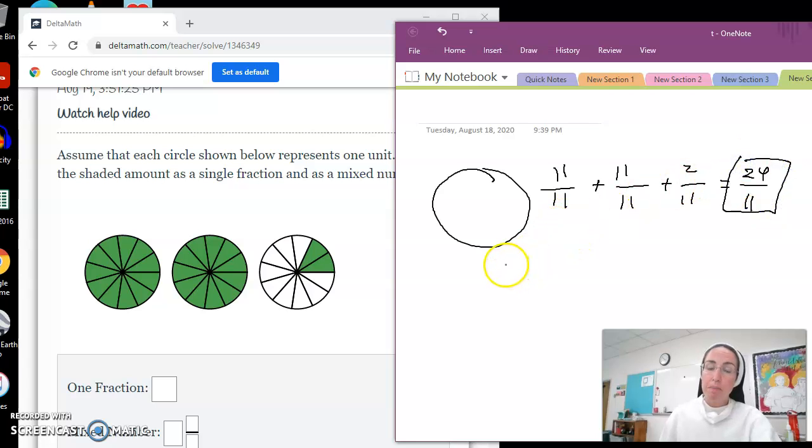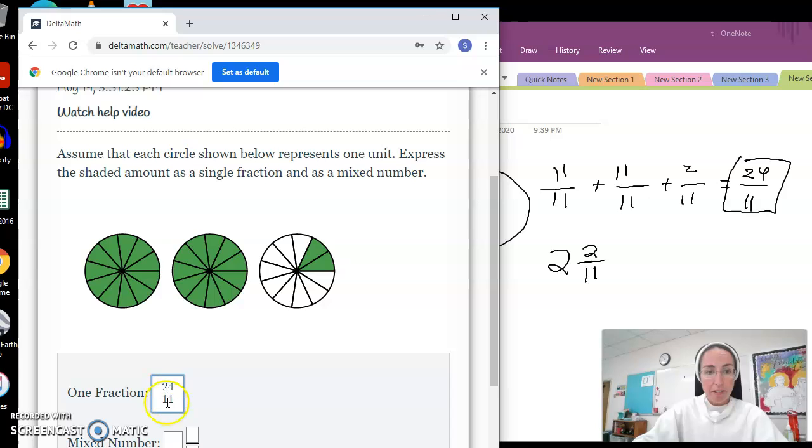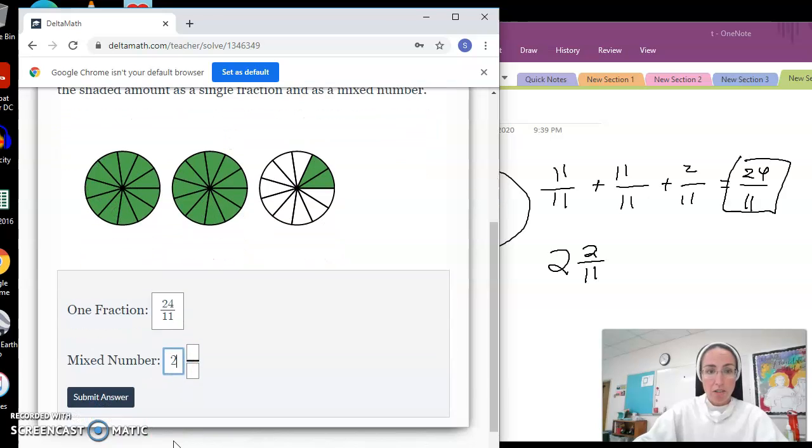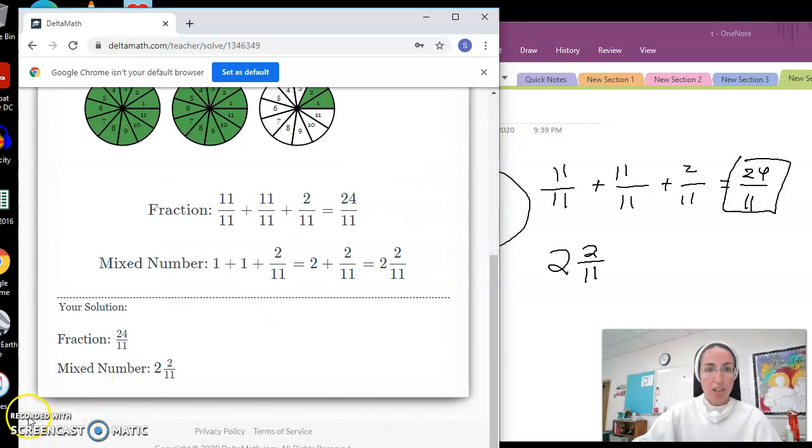But I could also write it as a mixed number, which means I have some whole and then some parts. How many wholes do I have? Well, I have 2 filled in. How many parts do I have? 2 out of 11. So that's 2 ways of writing it. Either 24 over 11 or 2 and 2/11ths, like that. Okay, now it's your turn to try it on your own.